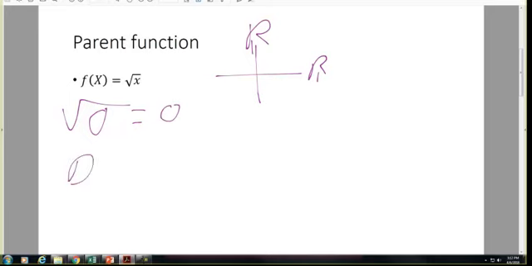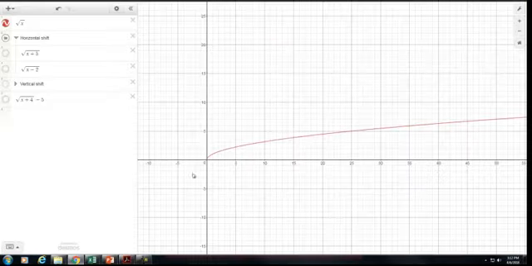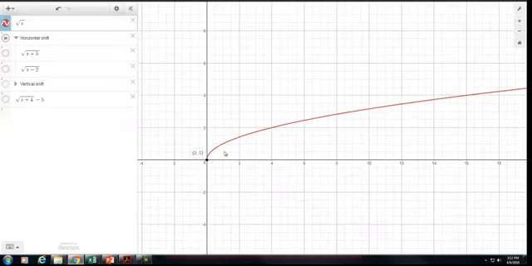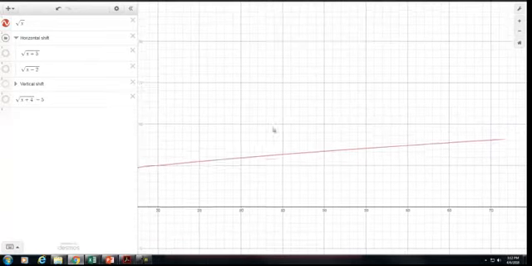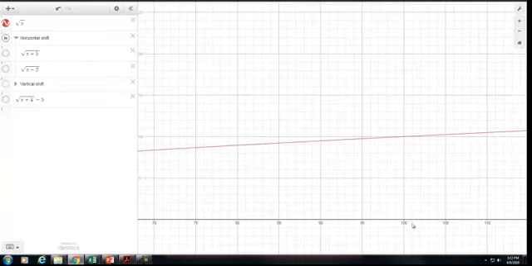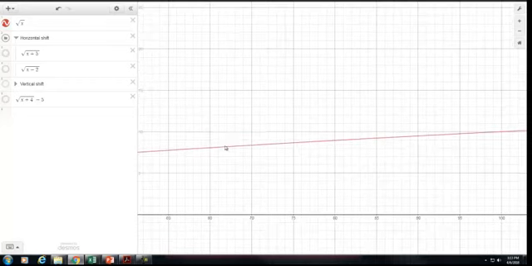This means that the domain will be x is greater than or equal to 0, and the range is y is greater than or equal to 0. And then when we come to look at the graph, we'll see that it starts at (0, 0) as I zoom in, and it continues to move up. And so I can look at where it hits 10. We have to go all the way to x equals 100. We see that it slows down quite a bit, but it will continue to go up.